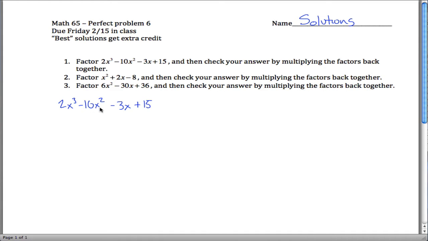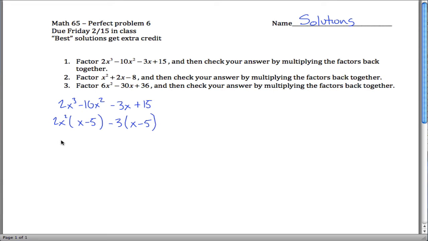So the way we'll do that is look at the first two terms and look for their greatest common factor. In this case it's 2x squared. And if you pull out a 2x squared, you'd be left with x minus 5, just x here and a negative 5 here. And then to be left with x minus 5 over here, we'll have to pull out a negative 3.